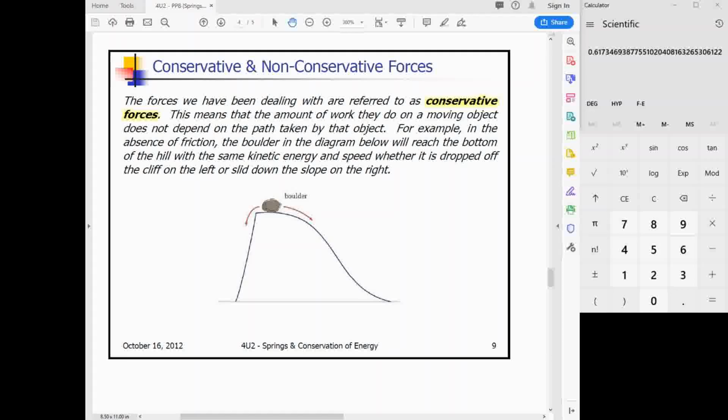So the forces that we were dealing with were referred to as conservative forces. That means the amount of work they do on a moving object does not depend on the path of the object. So this is an example here. If we have a boulder on top of a mountain, one side of the mountain has a very steep hill, the other side is a more gradual hill. If we don't consider friction, the boulder will hit the ground at the same kinetic energy whether it goes off on the left or the right.